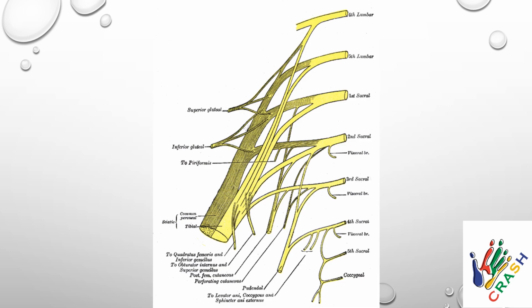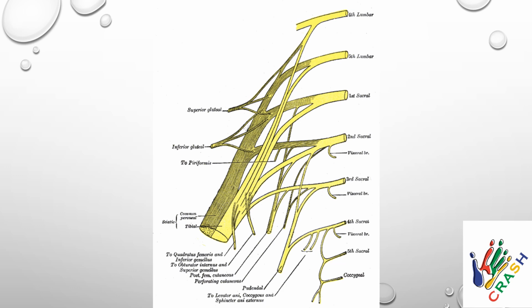The sacral plexus originates from the ventral rami of L4 to S4. The L4 and L5 together form the lumbosacral trunk. This lumbosacral trunk, along with the S1 to S4 ventral rami, together form the sacral plexus. There are 7 nerves which come out from the sacral plexus, of which the largest nerve is the sciatic nerve.